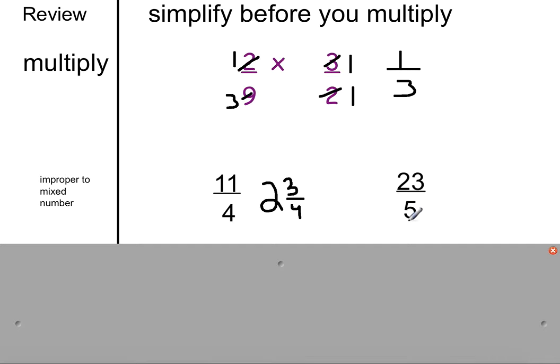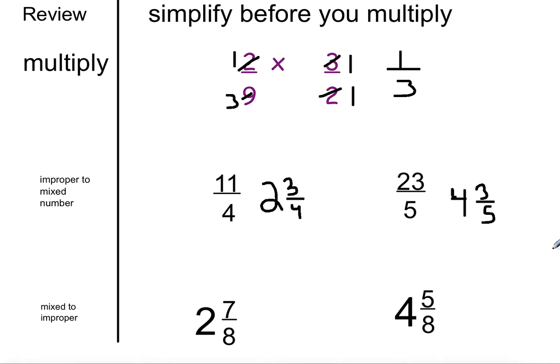All right, so you should have had 4 5s. How many 5s go into 23? 4, with 3/5 left over. Now let's do the reverse. How do you take 4 and 3/5 and get it back to 23/5?